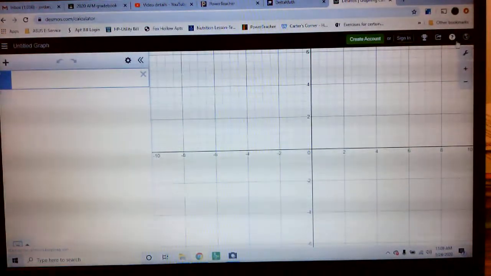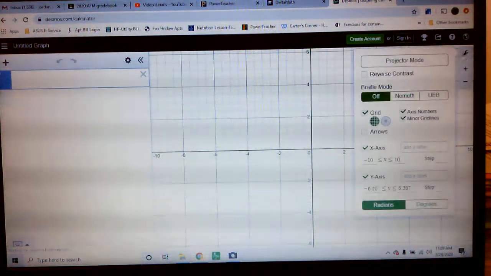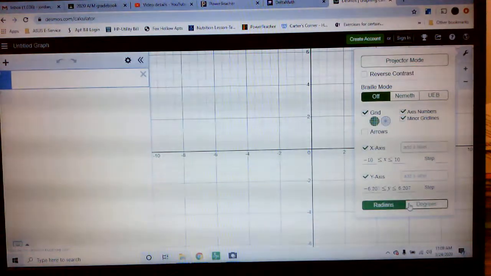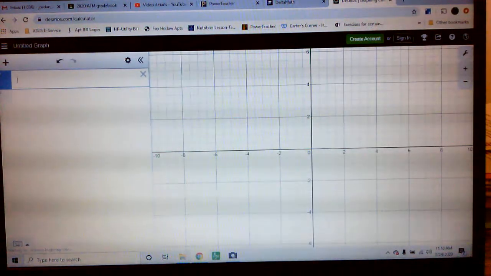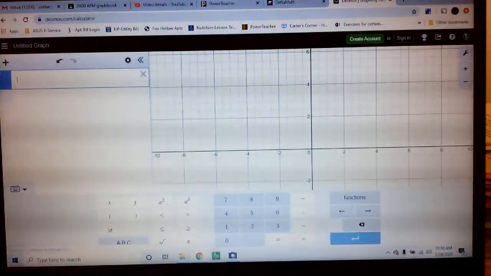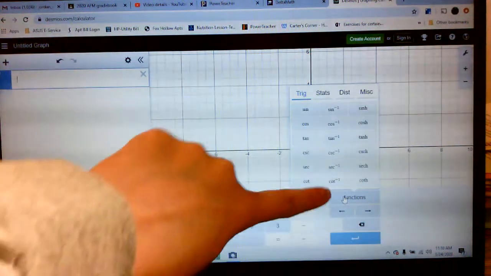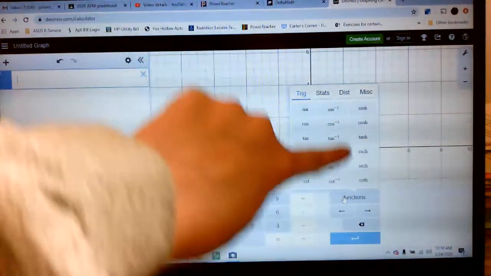In Desmos, you have to make sure that you go to the top right corner and click graph settings and make sure that you're in degrees. If you're in radians, it will not work. And then come back over and click on your keypad. If you hit the functions button, you can look at all your trig functions, and they're all right there.